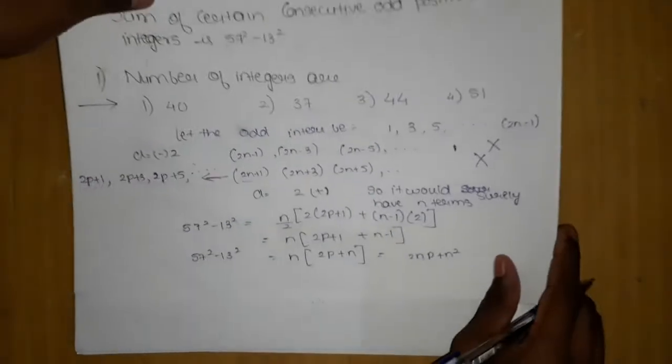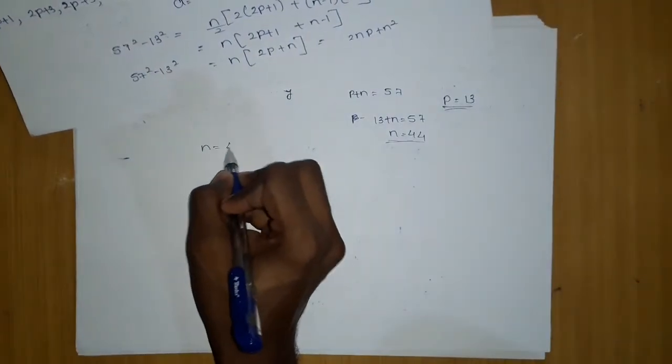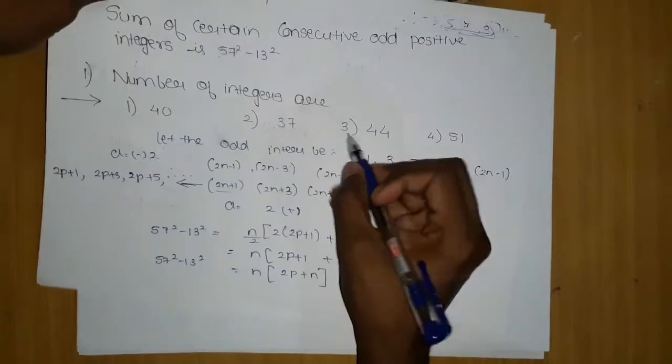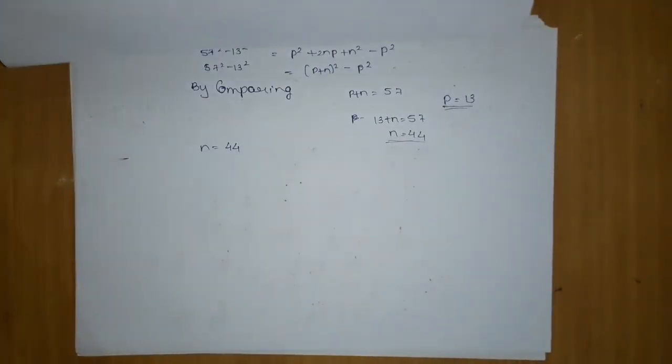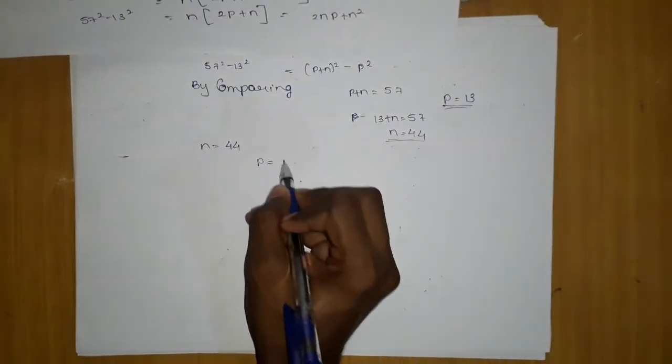Now let's see the questions. The number of integers is n equal to 44, so the third is the answer. Sometimes some passages are like this, that if you solve them you automatically get the answers. The least value of the integer: how can we get it? We considered the starting integer as 2p plus 1, and p is 13.